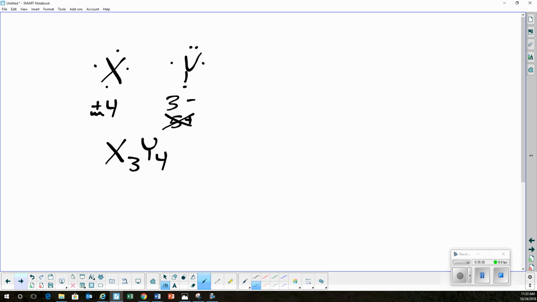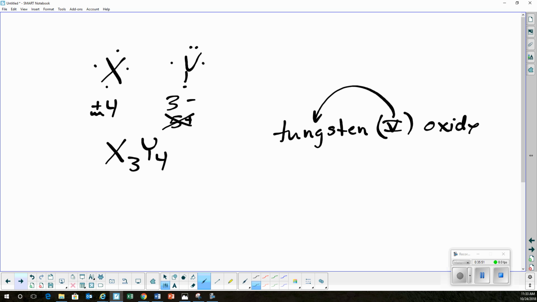So don't be messed up when you have something like tungsten 5 oxide. This doesn't tell me how many I have, but it tells me the charge, which is 5+. Okay, make sure you're okay with that.